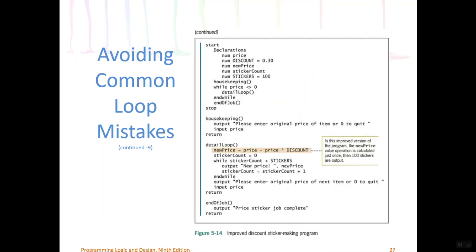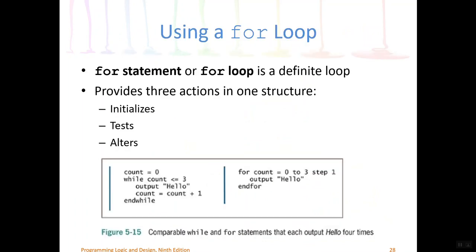Here we've moved in the pseudocode that step for new price to occur before the loop begins, because we know the new price is going to be the same for every 100 of those stickers.